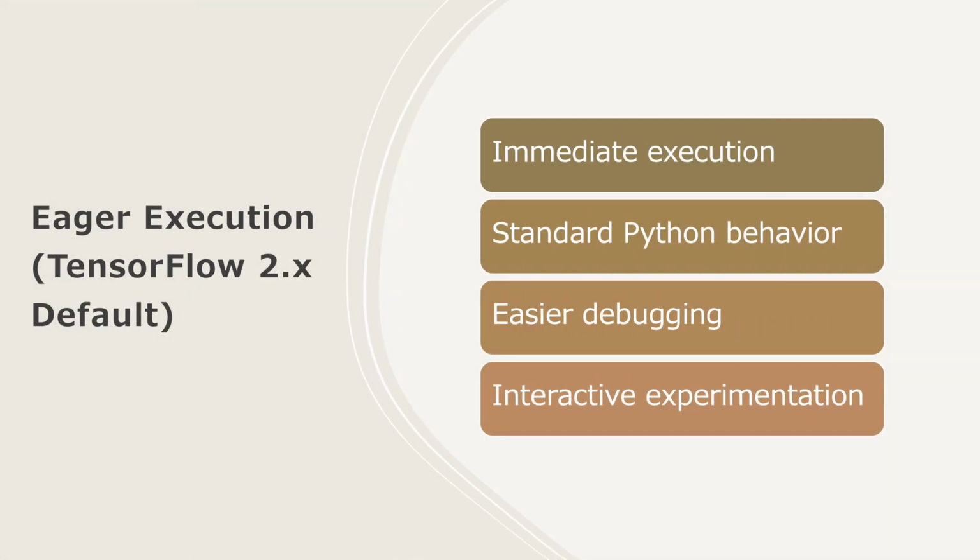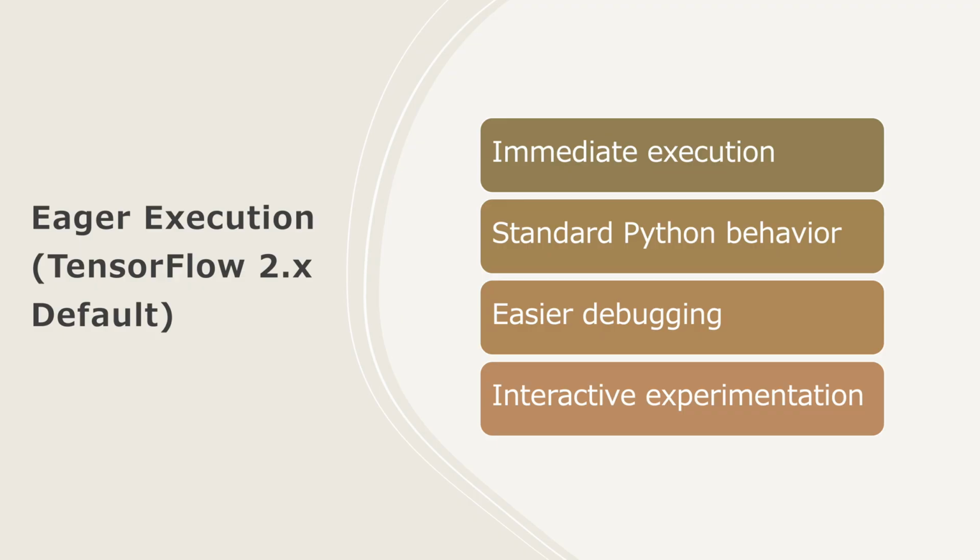TensorFlow 2.x introduced eager execution as the default mode. With eager execution, operations run immediately, line by line, just like standard Python code. This means you no longer need to define the entire computation graph in advance before seeing results. Because execution happens right away, you can inspect intermediate values, print results at any step, and debug your code more naturally. This makes TensorFlow feel much more interactive and easier to learn, especially for beginners.